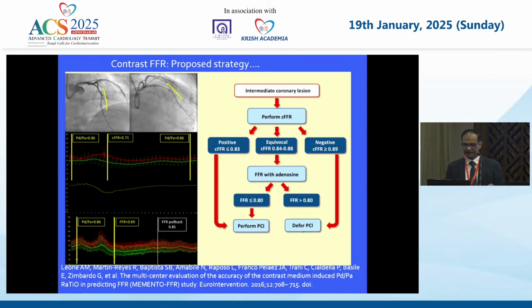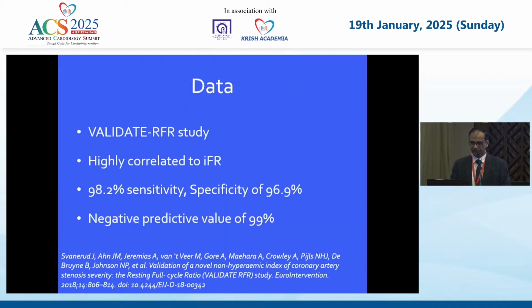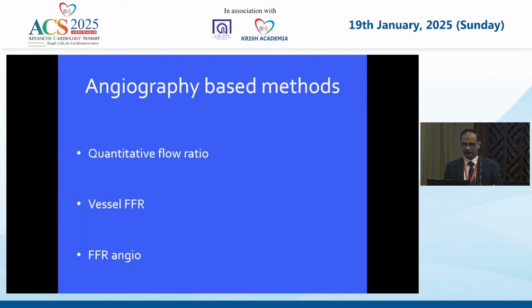Less than 0.83 is always positive, perform PCI. 0.84 to 0.88, repeat the FFR with adenosine. And if it's more than 0.89, it's supposed to be negative and defer it. This is the RFR, which is available in the VALIDATE-HF study.